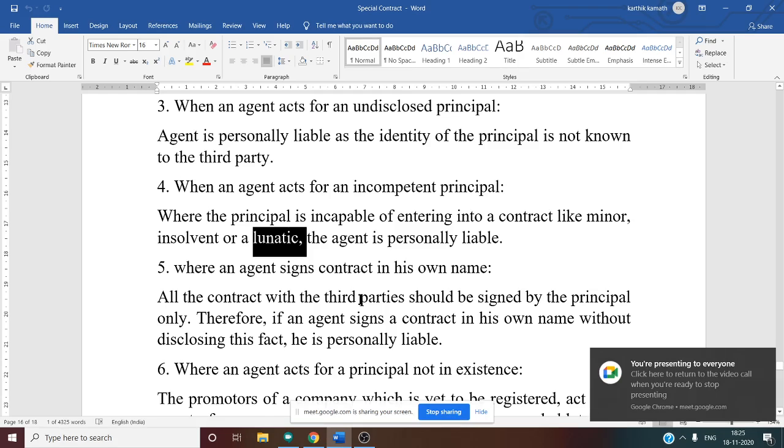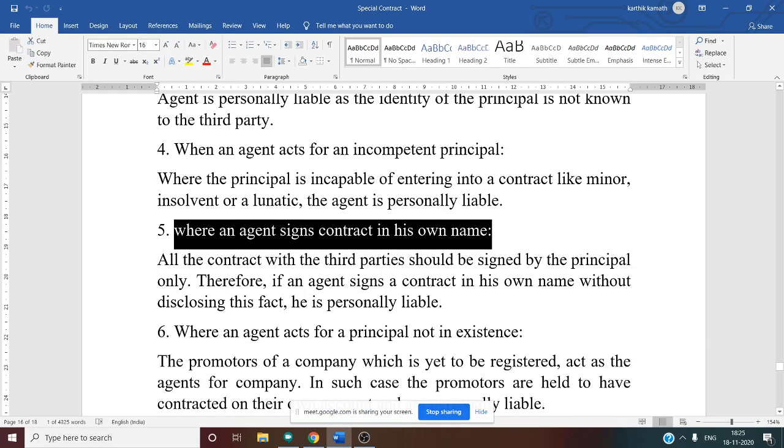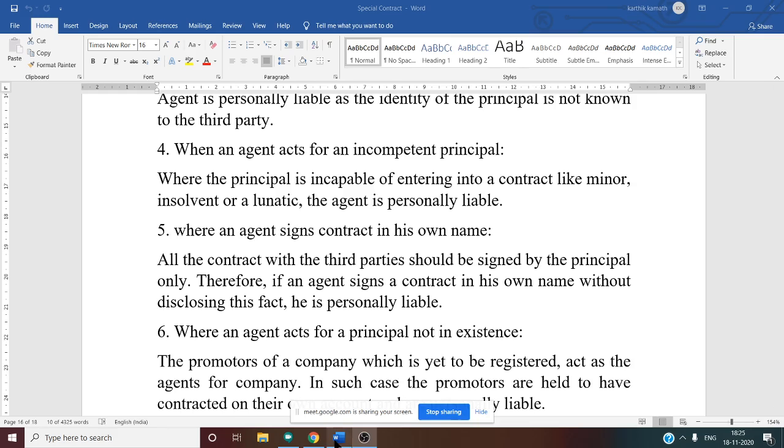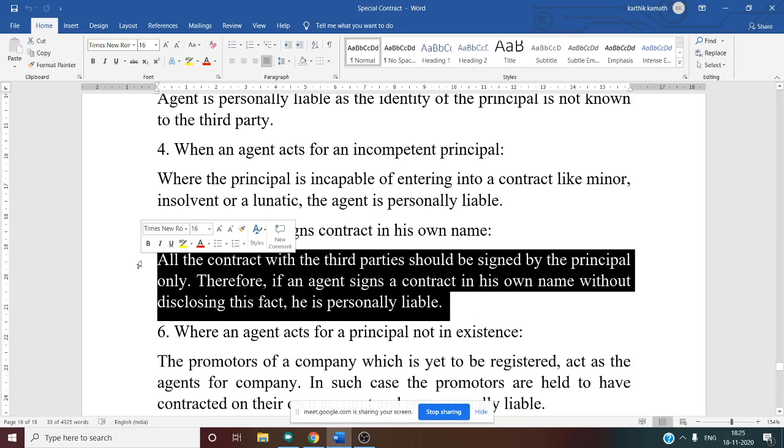Yes. Now the fifth one. If you see the fifth one here, it is where an agent signs the contract in his own name. Can he sign the contract in his own name? That is the first question. Usually the principal has to sign all the contracts. But sometimes, in the case of an emergency, the agent gets the right to sign the contract.